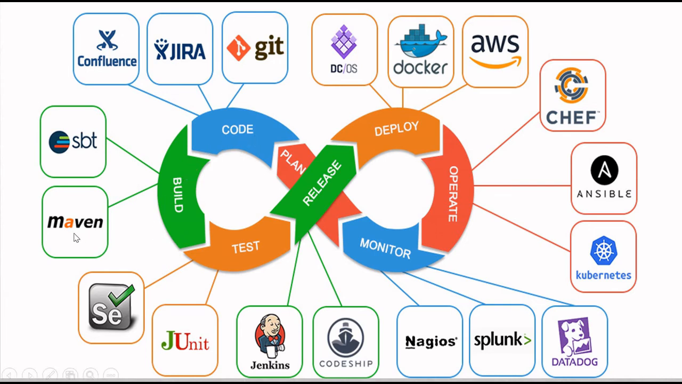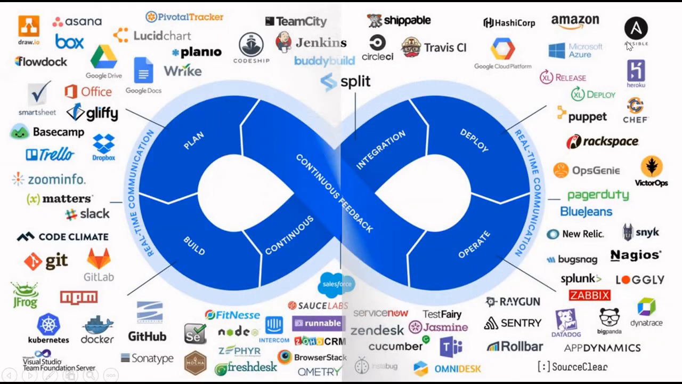Even for the build, we use Maven. For testing, we can use Selenium, JUnit. For release, we can use Jenkins. The similar way we can do it for operations as well. On the next slide, we can see that this is a much more exhaustive list, but this is not the only set of tools. There will be many more tools available because it depends on the project requirement.